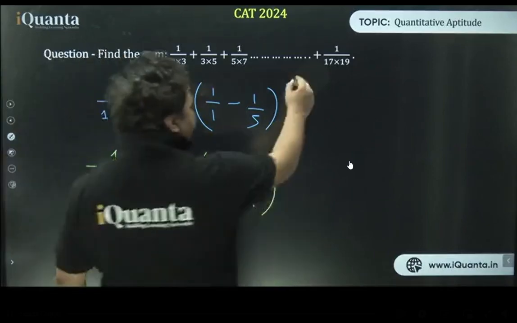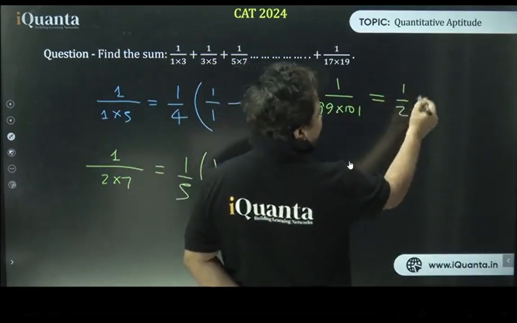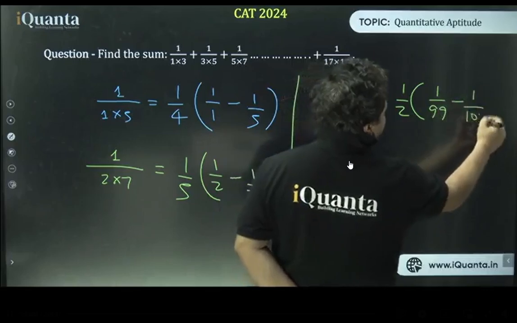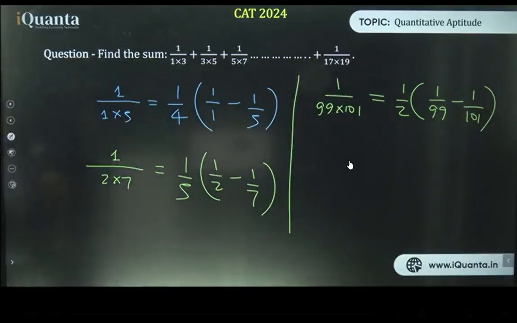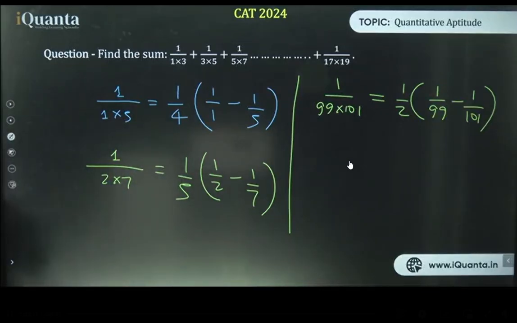कोई बोलेगा बताओ भाई 1 by 99 times 101 क्या होगा? आप बोलोगे 2 का अंतर है तो 1 by 2 रखेंगे. And 1 by 99 minus 1 by 101. That's it. Great. So we have done everything under the ambit of CAT in the topic sequences and series. It's over now.